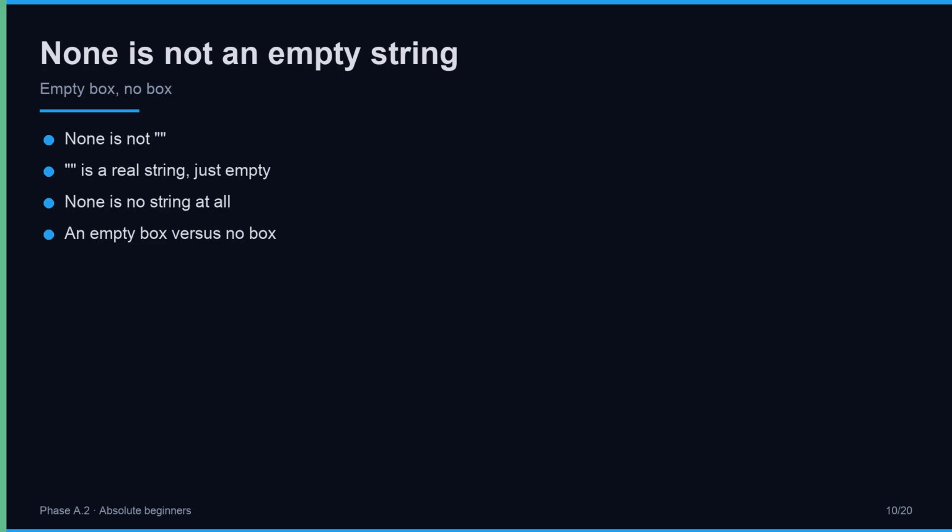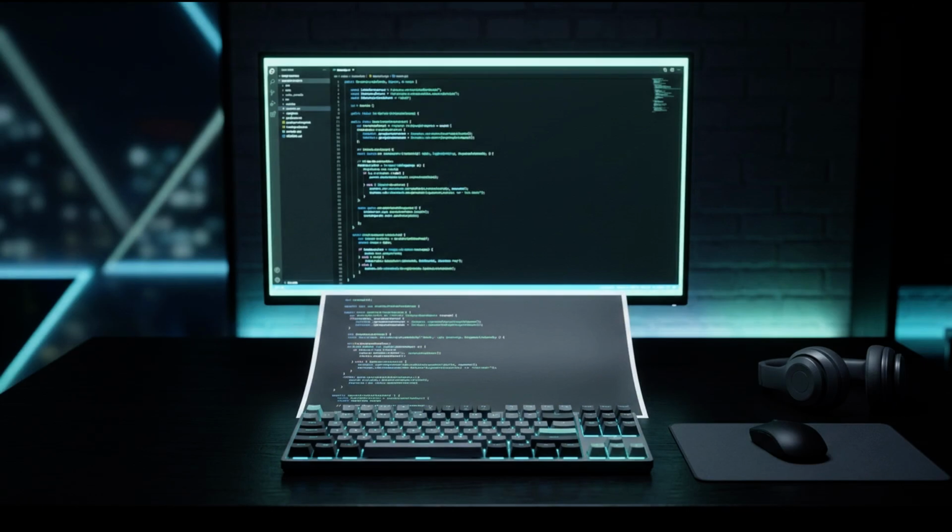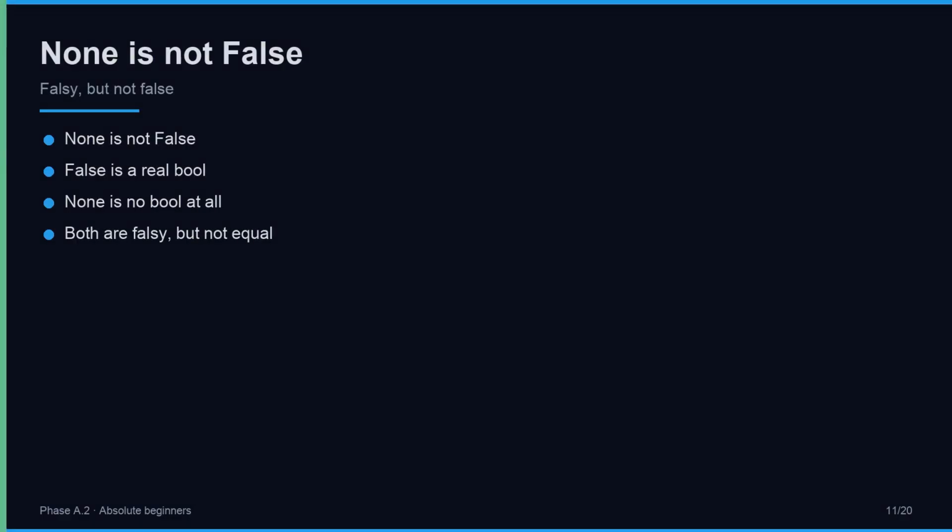Empty box, no box, a spotless, empty room. That is the feeling of none among values. Not a room with 0 chairs, not a room with an empty shelf, but a room whose purpose is simply to be absent of content. Once you separate empty from absent, a lot of confusing data suddenly makes sense. Absent, not empty.